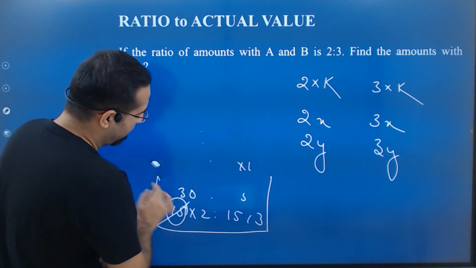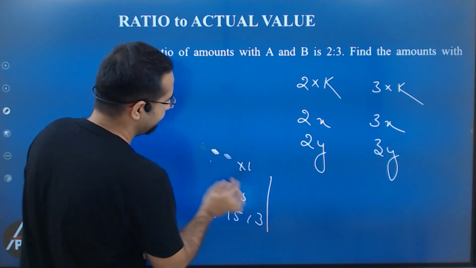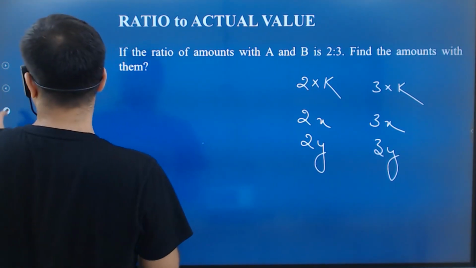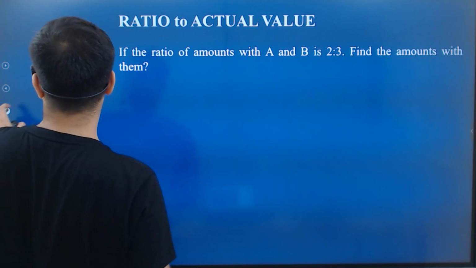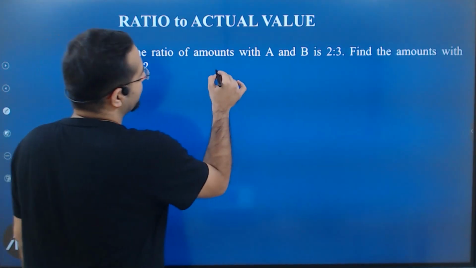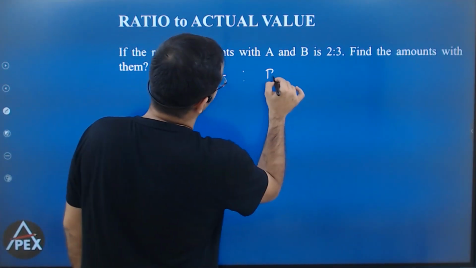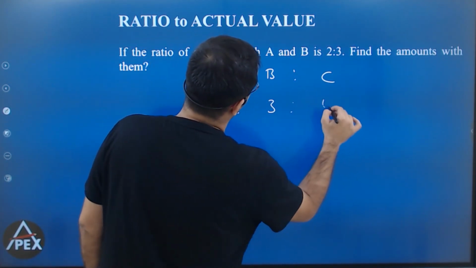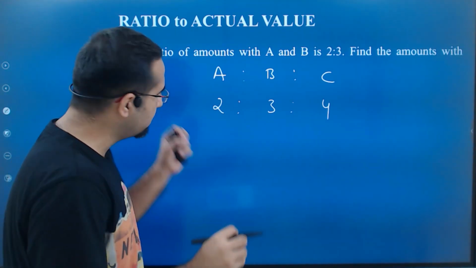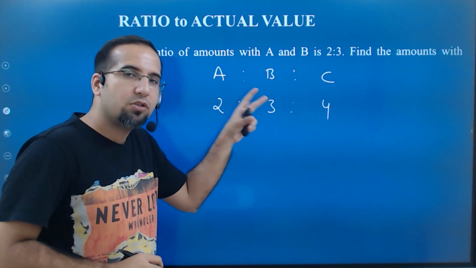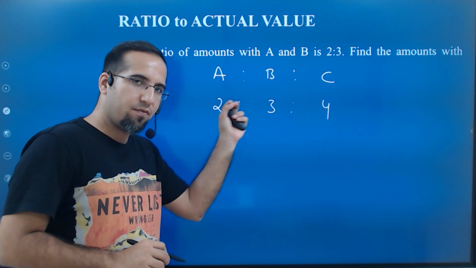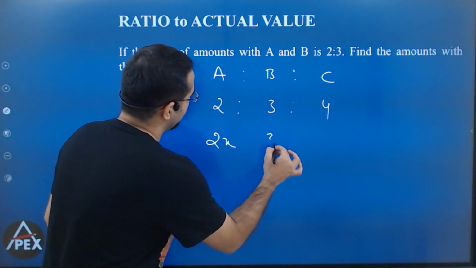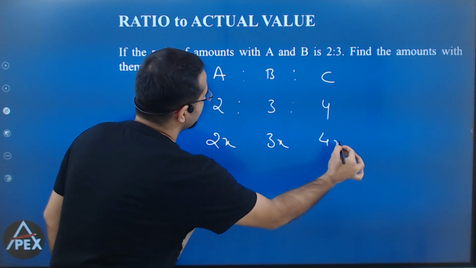So just to extend this here itself, instead of 2 terms, what if I would have given you a ratio of 3 terms? Let's see. If I'm given a ratio of 3 terms, suppose the amounts with A is to B is to C is 2:3:4. Now all I can conclude again is 3 of them are in the same ratio. I have to multiply the same variable with all the 3 of them. I would say this is, let's say 2x, this is 3x, and this is 4x.